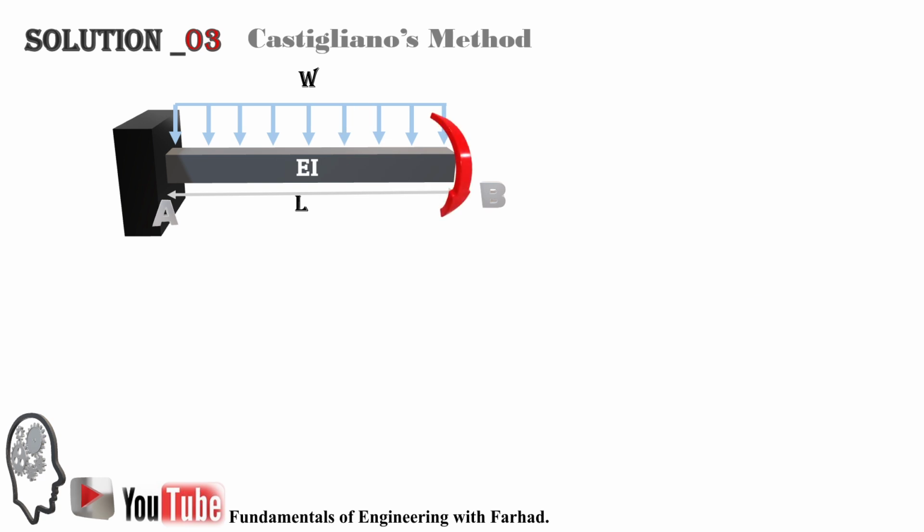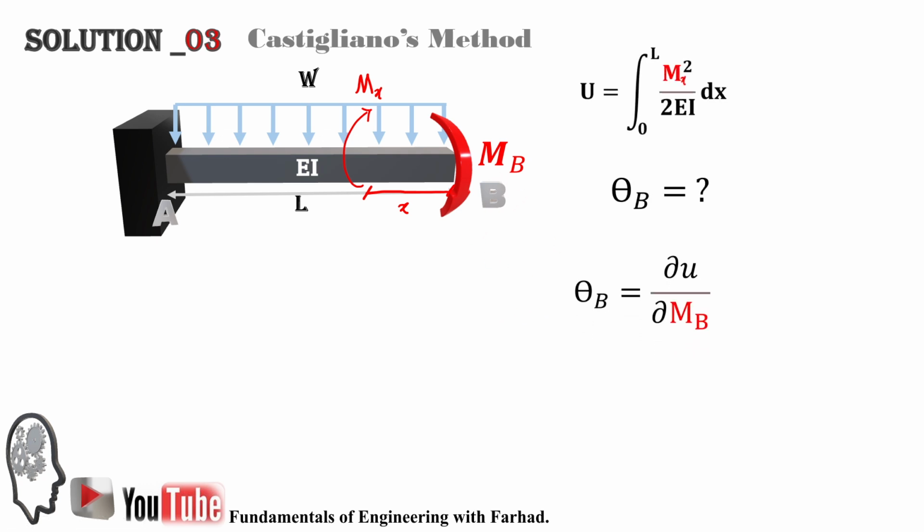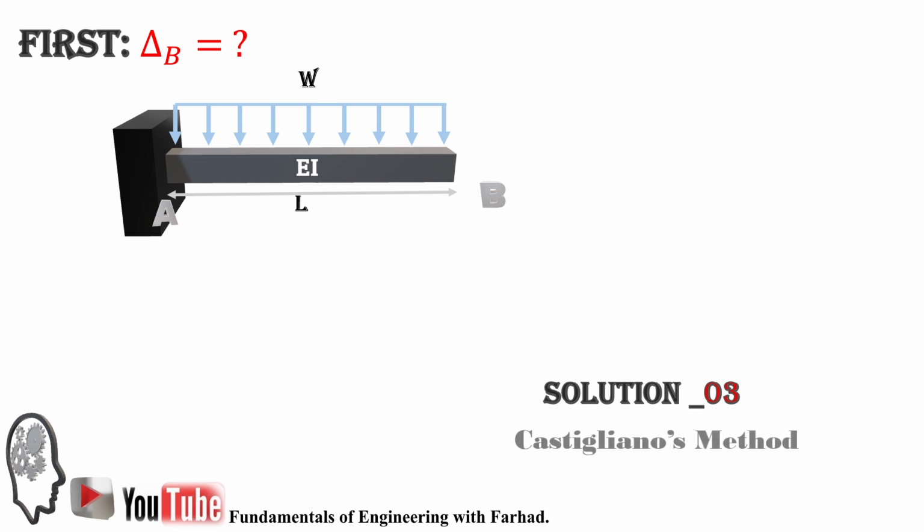Likewise, for calculation of theta at B, we create a virtual moment at B and then use the partial derivative of the strain energy function, this time partial U over partial M sub B, which is the inducer of that theta. So for delta we use a concentrated load, and for theta we use an operator which creates theta, which is M sub B. Let's jump to the calculation of delta at B.